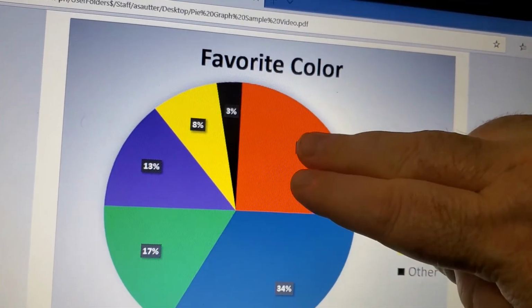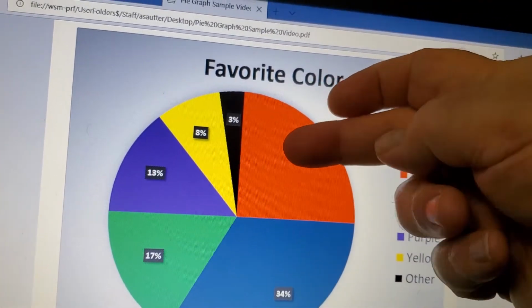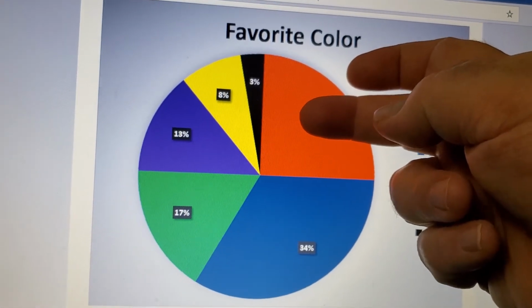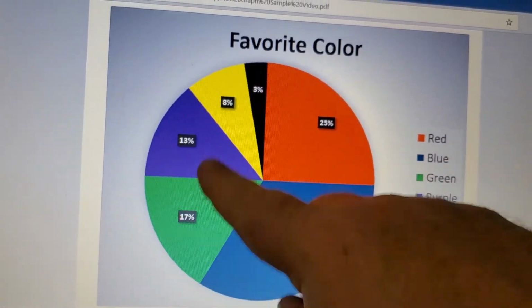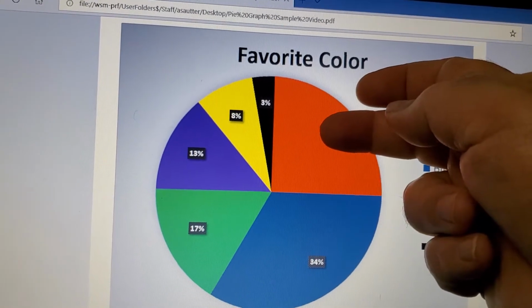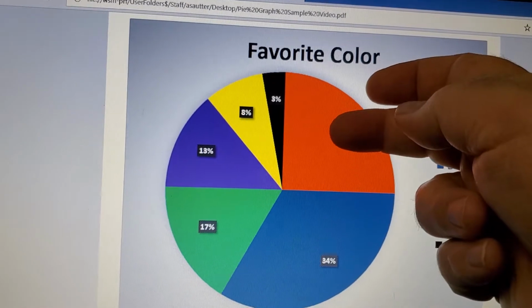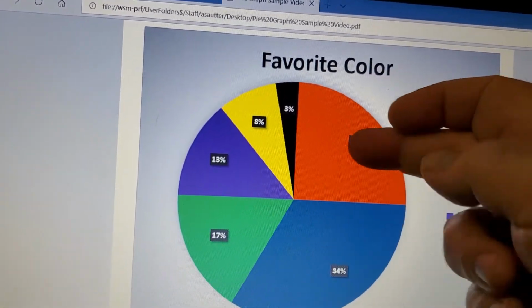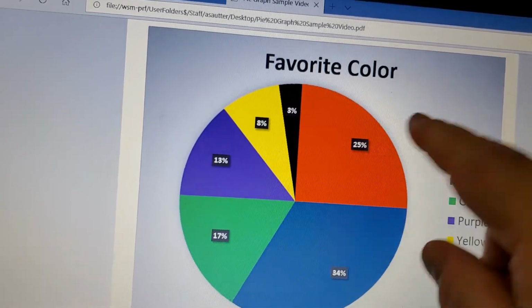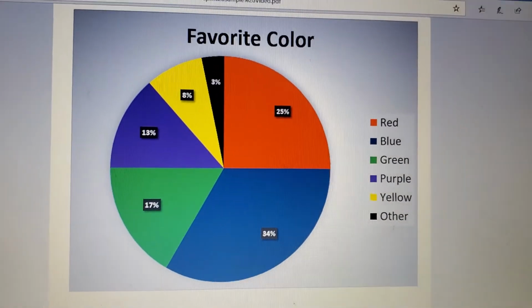Likewise, if this was covered up, and I said, what's the percentage of people who picked red? Adding all of these up, you'll come up with 75%. Well, if the whole circle is 100%, take away the 75% that you do know about, it means that this area right here has to be 25%.